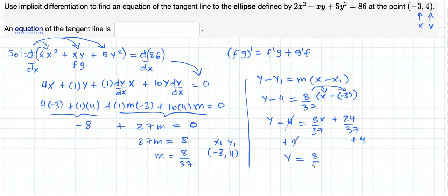And finally, to get this written in slope intercept form, adding 4 to both sides will give us 8 over 37 times x, 24 over 37 plus 4. Remember, 4 is the same as 4 over 1. Multiplying by LCD 37 here, we have 24 plus 4 times 37. That is 172. You can check that in your calculator. And 37 common denominator here, 37. So this should be the equation of the tangent line at the point -3, 4. Thank you very much.